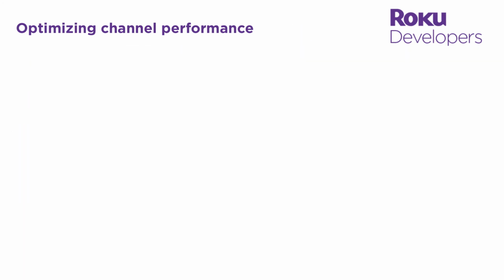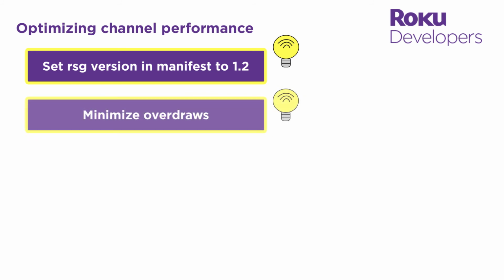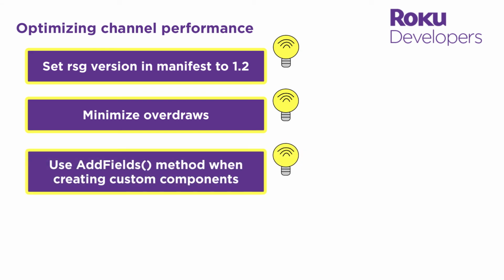Other quick tips include setting the RSG version attribute in the channel manifest to 1.2 to reduce the initial startup time and decrease memory usage. The good news is that the RSG version attribute is set to 1.2 by default, so we don't need to explicitly add it. Minimize overdraws, as drawing the same pixel more than once within a single frame wastes processing time. And finally, when creating custom SceneGraph components, use the add field method instead of extending components. This is because creating new nodes consumes more resources.